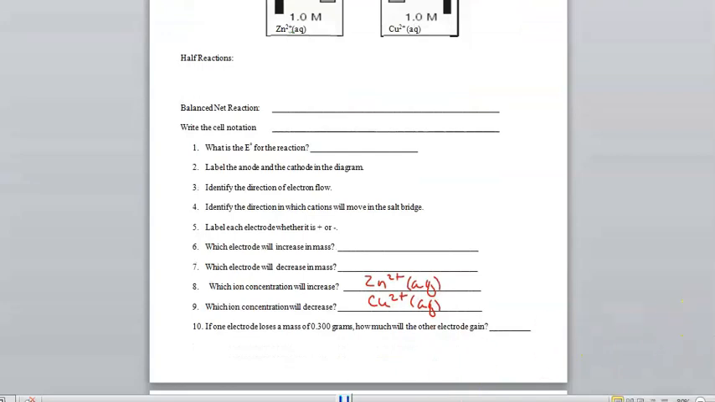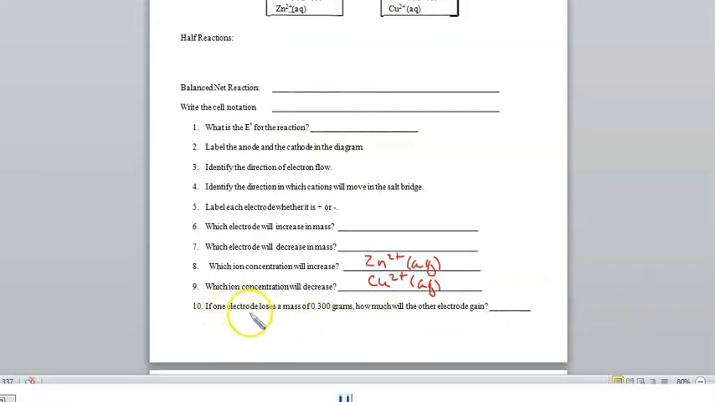All right, now we've got some stoichiometry to do. It says if one electrode loses mass, now remember the one that's losing the mass is the anode, and the one that's gaining the mass is the cathode. So it says if one electrode loses a mass of 0.3 grams, how much will the other gain? Well, a lot of students go, oh, law of conservation of mass, it's 0.3 of 0.3. No, unfortunately, not exactly like that. I'm going to get my balanced equation back up here so we can see.